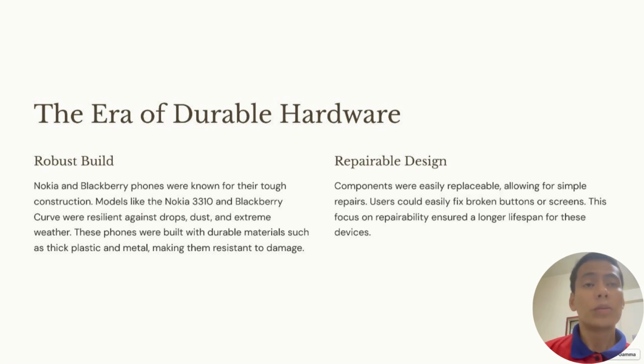For the era of durable hardware, Nokia and BlackBerry phones were known for their top construction. Models like the Nokia 3310 and BlackBerry Curve were resilient against drops, dust, and extreme weather. Repairable design: components were easily replaceable, allowing for simple repair. Users could easily fix a broken button or screen. This focus on repairability ensured a longer lifespan for these devices.